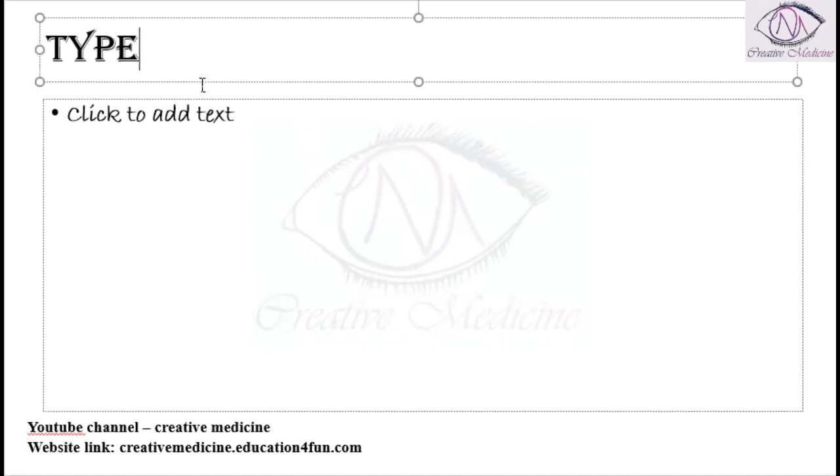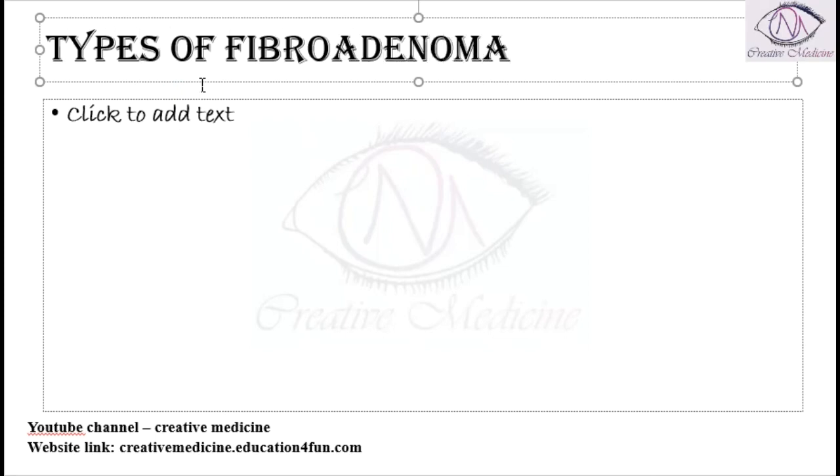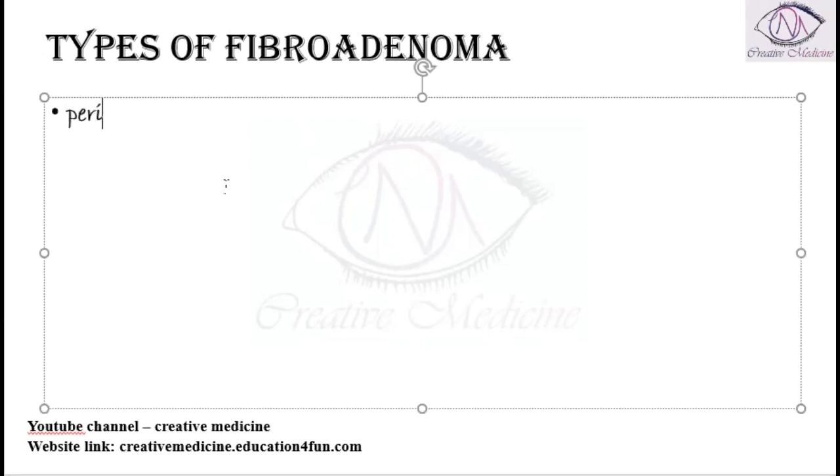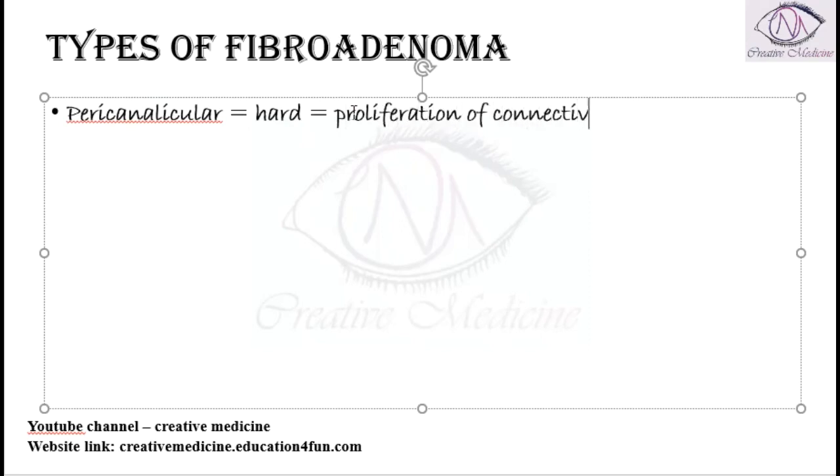Then types of fibroadenoma. In fibroadenoma we have pericanalicular, which is a hard type of fibroadenoma. Here there is proliferation of the connective tissue, and this proliferation of connective tissue is seen inside the elastic lamina. Then we also have intracanalicular.